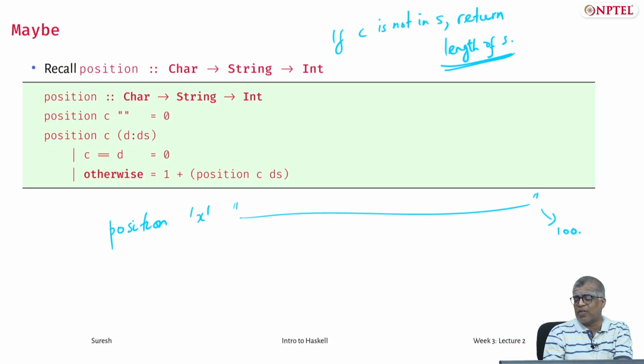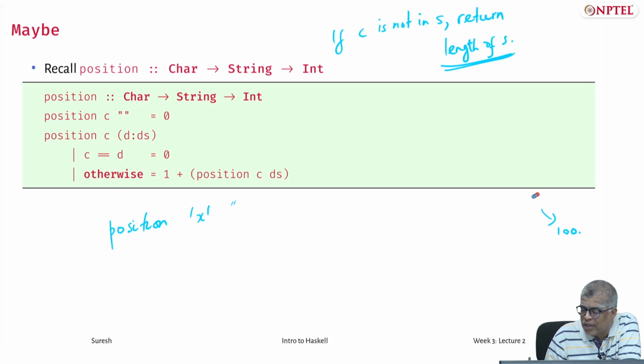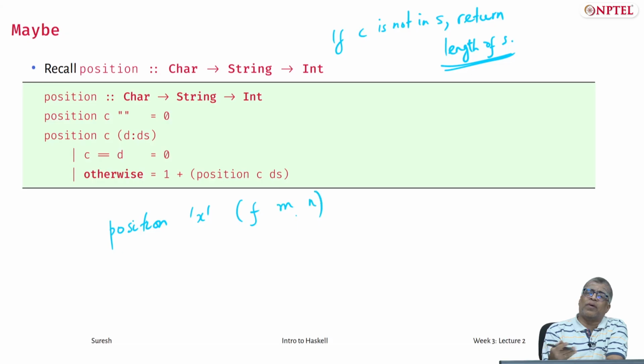I need to compare whether 100 is actually the length of the string, right? If so, then I have to say that, oh, therefore this x is not present in the string. I need to do some extra work. So after calling position with whatever x and whatever string it is, remember that I won't be giving a literal string here. Typically, that string will be the value returned by some other function, right? Position of x in some other f applied on some mn, okay? That f applied on mn returns a string.